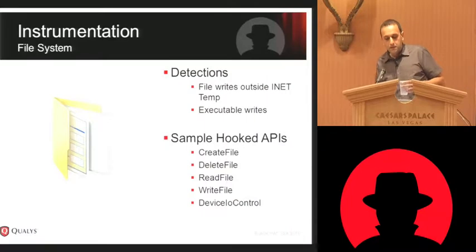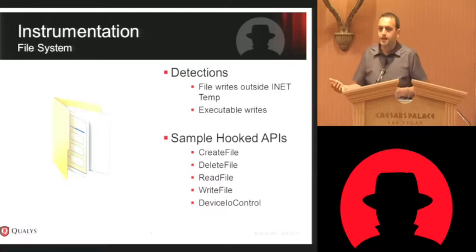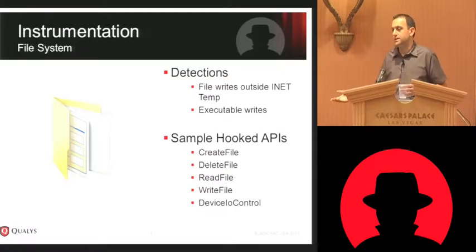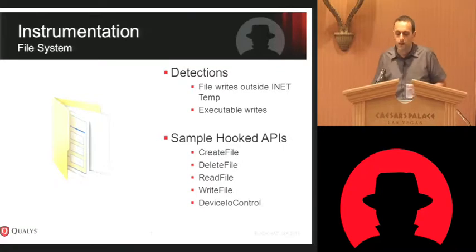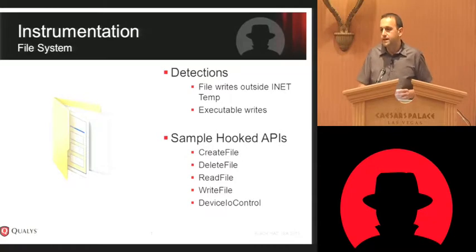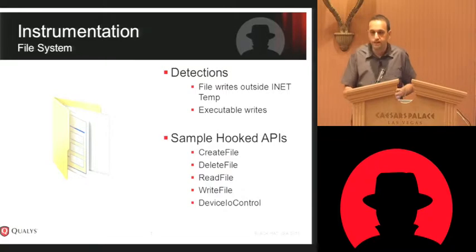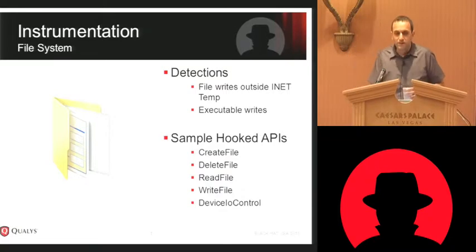All right, so we got API hooking. What are we going to hook? Well, the first and most obvious thing to hook is the file system. We need to know what's getting written to disk. We need to know what you're deleting. We need to know what you're writing. And primarily, when we're hooking the file system, what we're looking for is any file write outside of the internet temporary cache folder, speaking in generalities, and looking for anything that looks like an executable. If you've got a PE header in whatever you're writing, I'm probably suspicious about what you're doing.